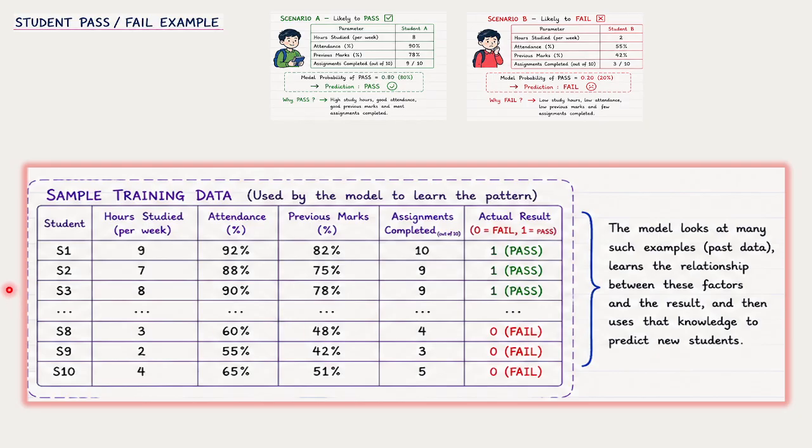Here we have a total of 10 students' data. So this is our training data, and when we give a new student's data to the model, it studies this training data and uses the pattern it has learned to make a prediction. So this is how machine learning models work, and now we know that.